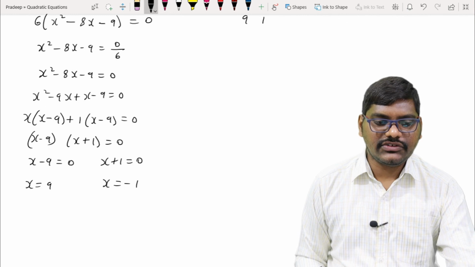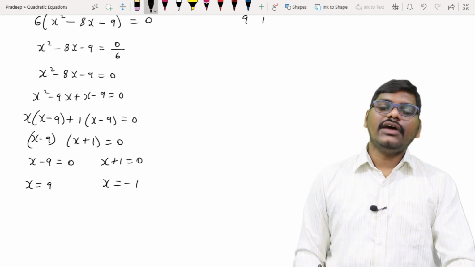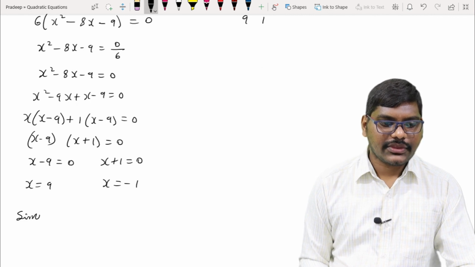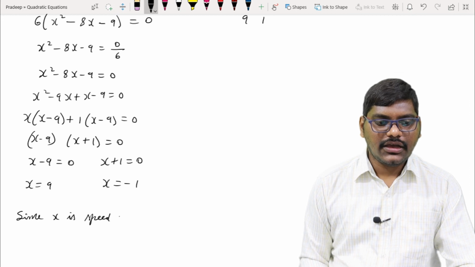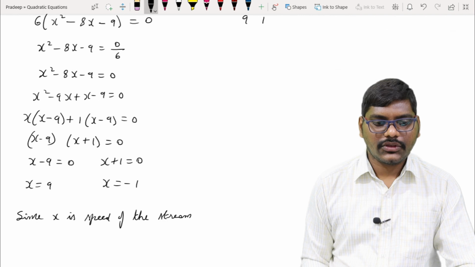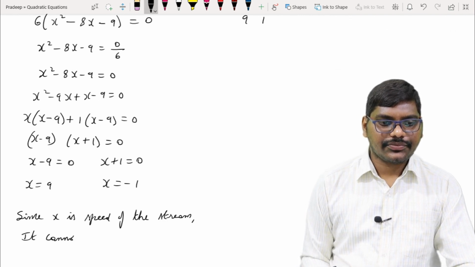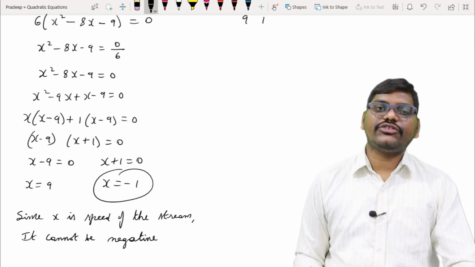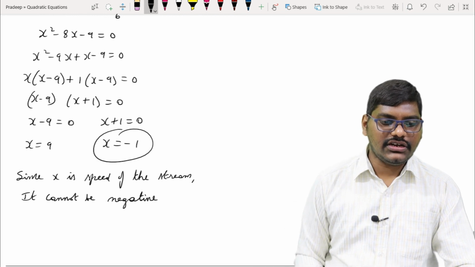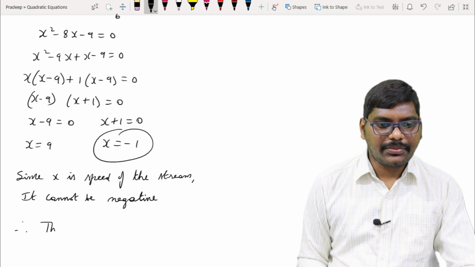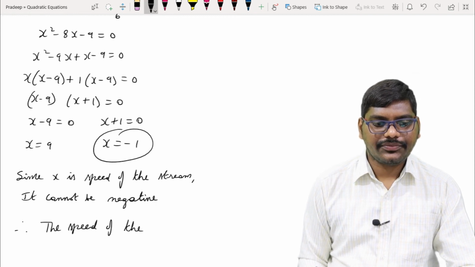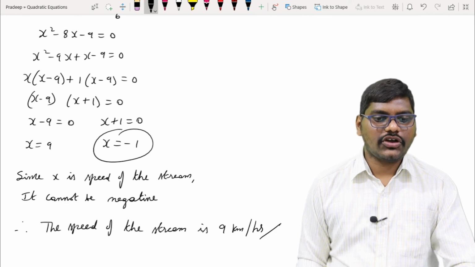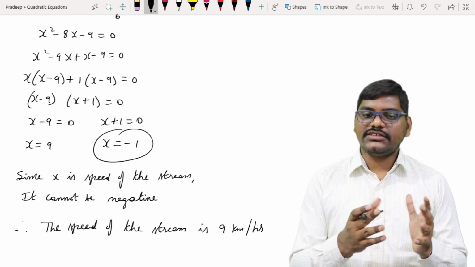So now that is what the values which we have to find out, whereas the negative value we will not consider, as the speed cannot be negative, right? The speed here is only 9. Okay, so let's write the conclusion. Since x is the speed of the stream, it cannot be negative, right? So this we can't consider, only x equal to 9 is the speed. So now we will just write the continuation here. So therefore the conclusion, the speed of the stream is what we got, 9 kilometer per hour. Okay, so that's just to find out the speed of the stream, that we got as 9 kilometer per hour.